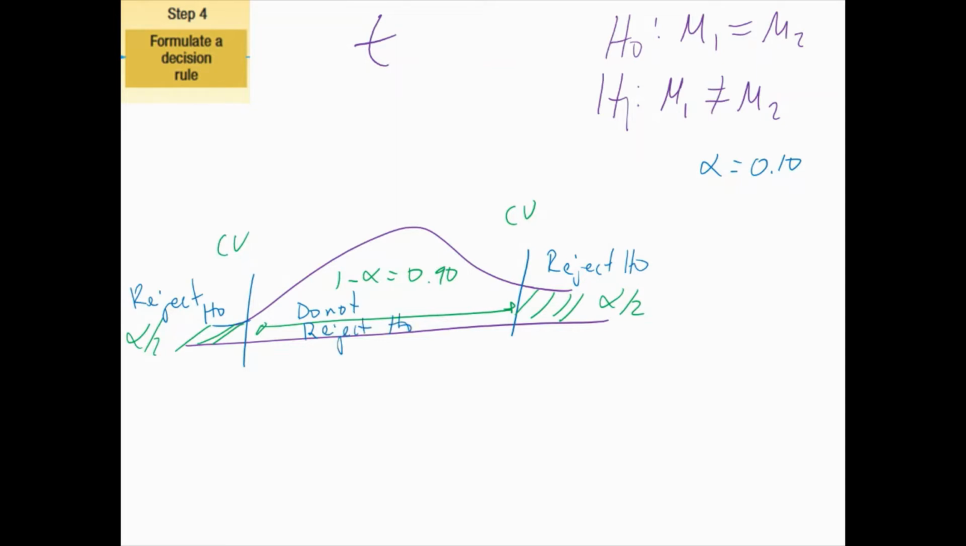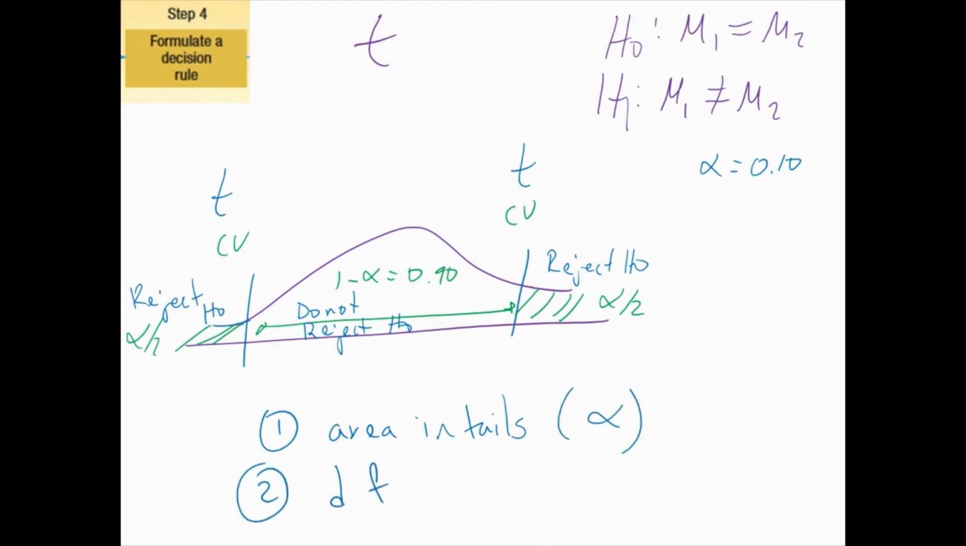Now, when we're trying to calculate a critical value T, we're going to need two things. One, we're going to need the area in tails, which is the alpha, and we're going to need the degrees of freedom. Degrees of freedom, when you have a comparison of two samples, is N1 plus N2 minus 2.